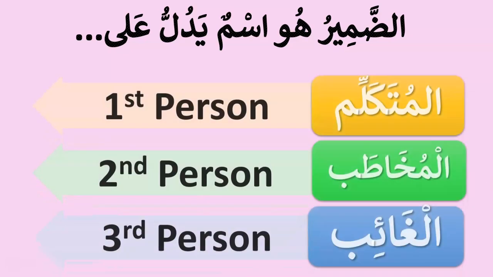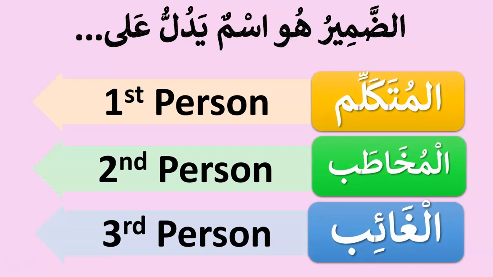We mentioned before that the pronoun is a noun that indicates the speaker, the one spoken to, or the absent one. We mentioned before that a pronoun in Arabic represents المتكلم, the one who speaks, the first person. المخاطب, the spoken to or the second person. الغائب, the one who is absent from the conversation or the third person.